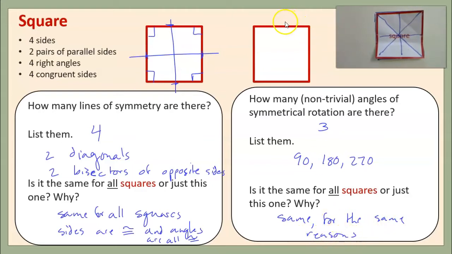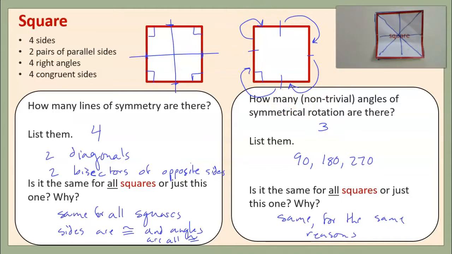When we rotate this side over here, well, these sides are the same, so they're always going to be the same. As is that side, as is that side. So no matter how big the square is, these sides will all map onto themselves.